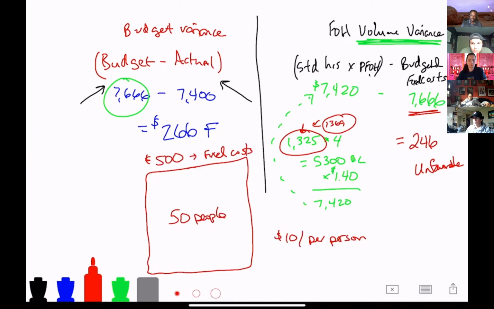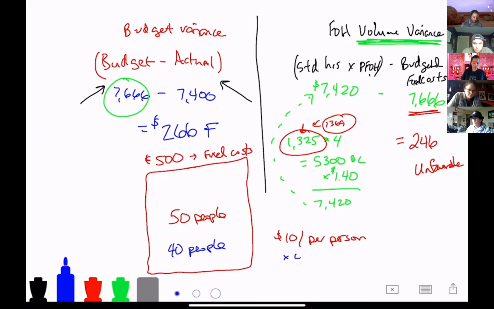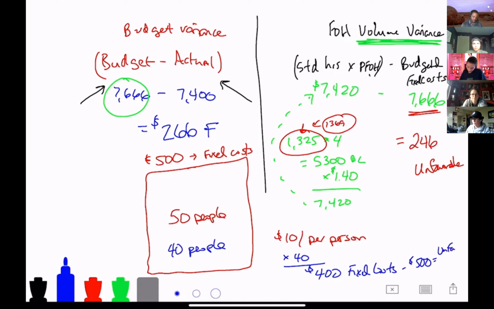Is that making sense? $500 to rent this room. I expect 50 people to show up, so it's going to be $10 per person. What if only 40 people show up? That means I didn't fully take advantage of the space that I had. Does that make sense? So when I'm doing this allocation, I would take $10 per person times 40 people. I would have only allocated $400 to my fixed costs, even though my fixed costs were $500. That would be unfavorable because I didn't take full advantage of the space that I had.